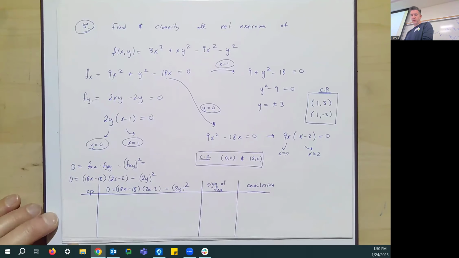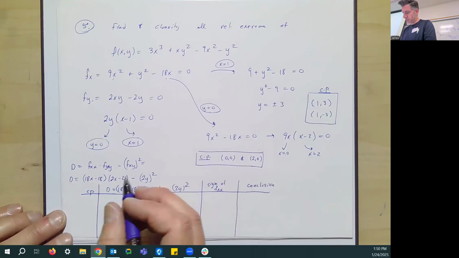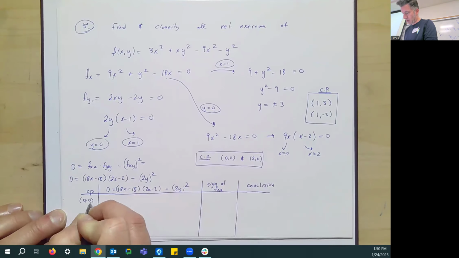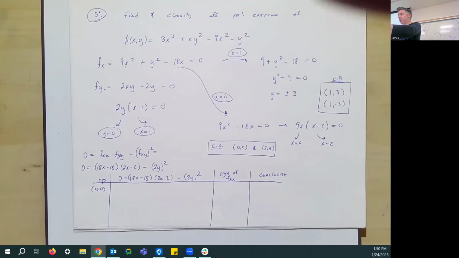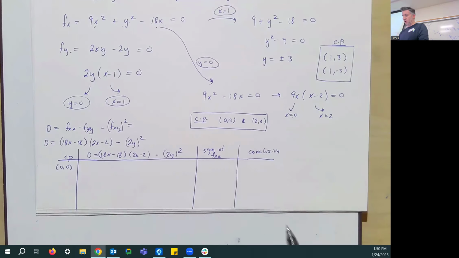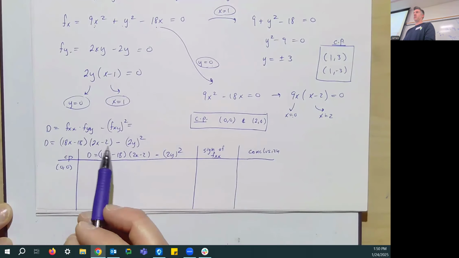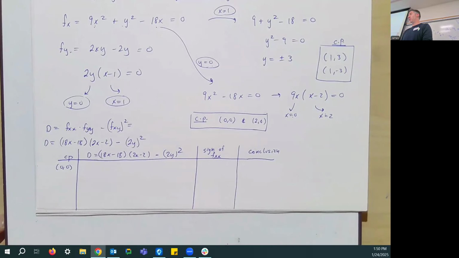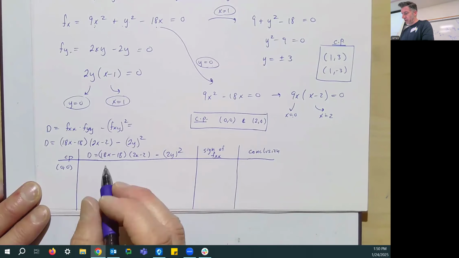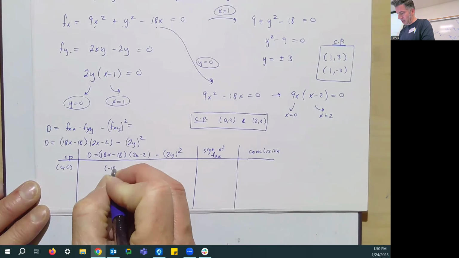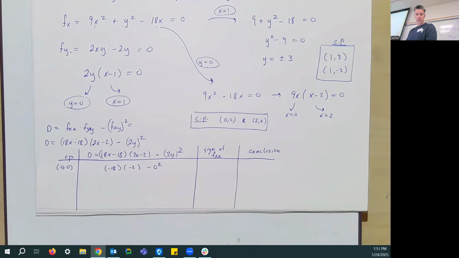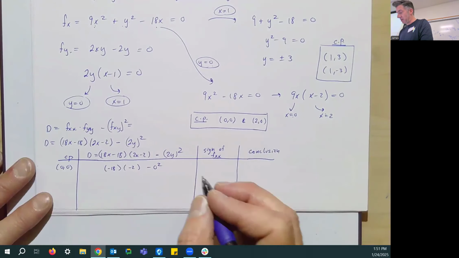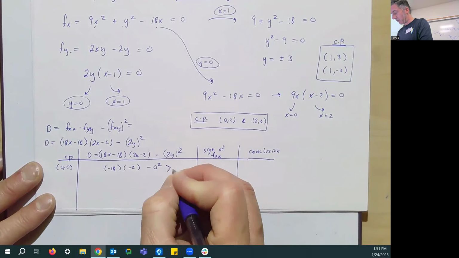Okay, so it doesn't really matter where we start. Let's start with 0, 0. I will point out more strenuously here, it's really not in our interest to multiply out 18x minus 18 times 2x minus 2. It's not going to help us do anything. If I plug in 0, 0, I'm going to get negative 18 times negative 2 minus 0 squared. I don't really care what it's equal to. I just care whether it's positive or negative. In this case, it is positive.